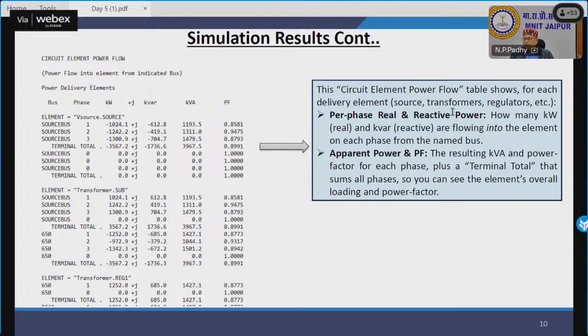So the circuit element power flow table shows, for each delivery element, source, transformer, regulator, the per phase real and reactive power, how many kilowatts real and kVAR reactive are flowing into the element on each phase from the named buses. Apparent power and power factor, the resulting kVA and power factor for each phase, plus a terminal total that sums all phases. So you can see the element's overall loading and power factor.